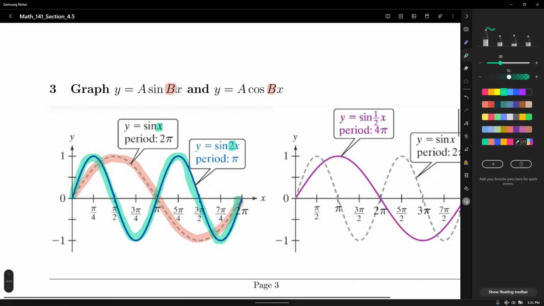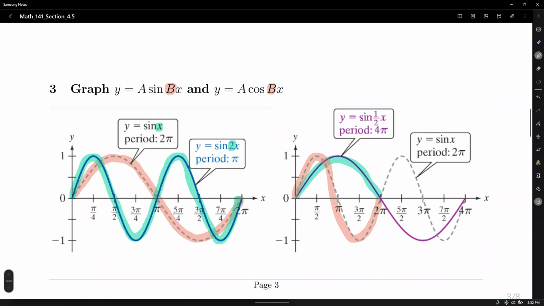What about the case where we have a fraction instead? So right here, the transformed function will only complete half of a cycle in the same amount of time where the parent function completes one full cycle, right? Okay, so that means 2 cycles of the parent function are equivalent to 1 cycle of the transformed function.